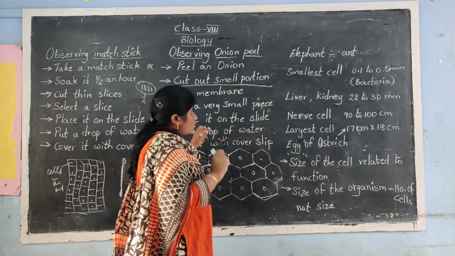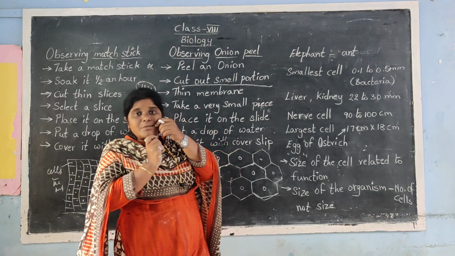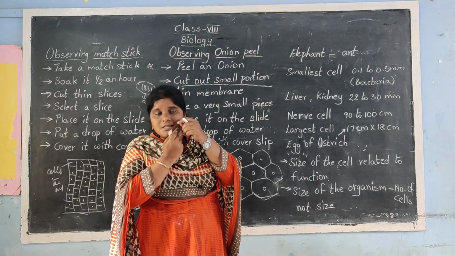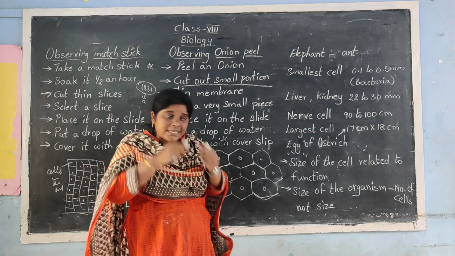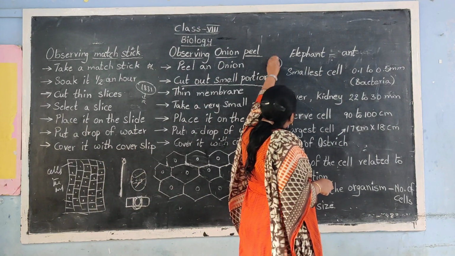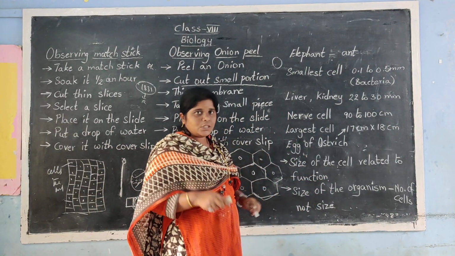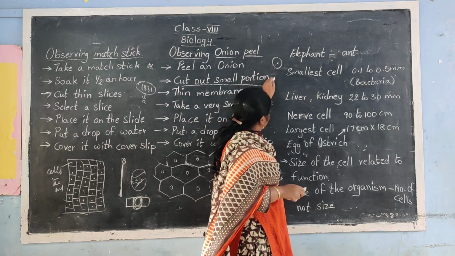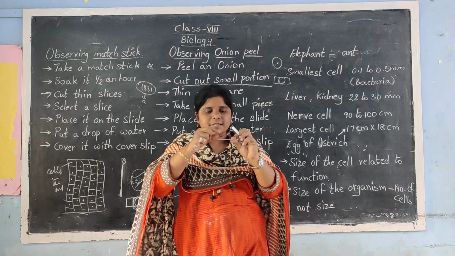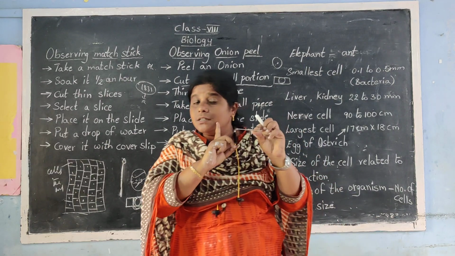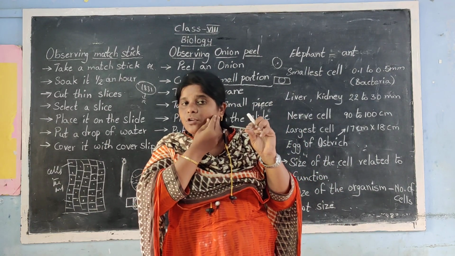Now, what you have to do is collect the scraping of your cheek from the inner lining of the cheek. Now, you take that and keep it on the watch glass. And now, transfer it to the slide like this. Collect the scraping, collect the inner mucosa membrane of which cells?